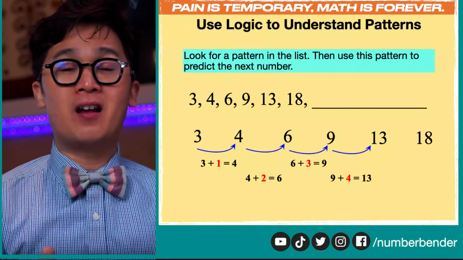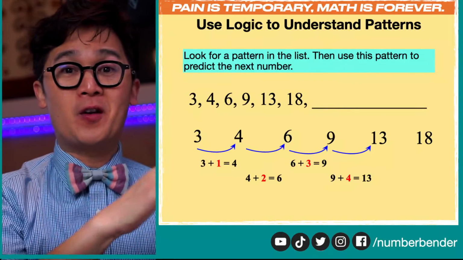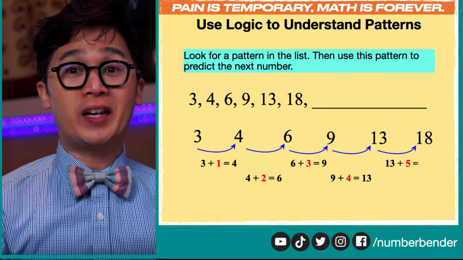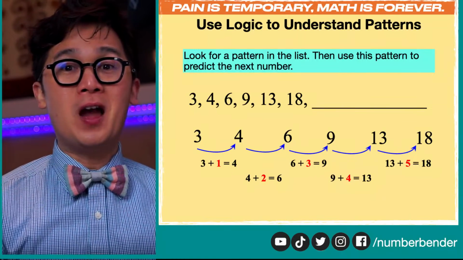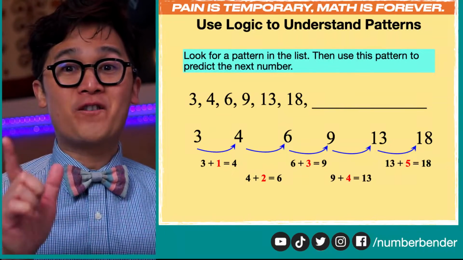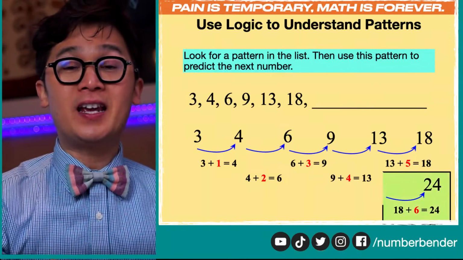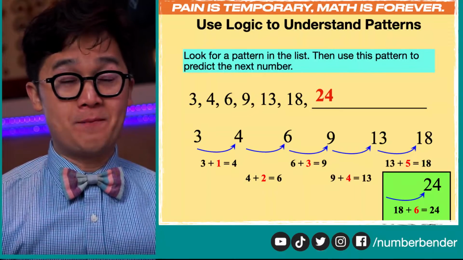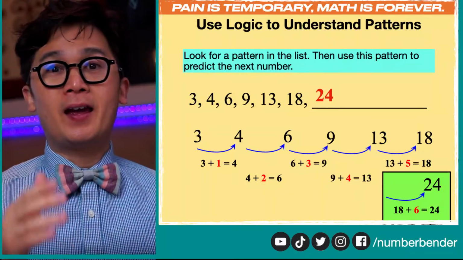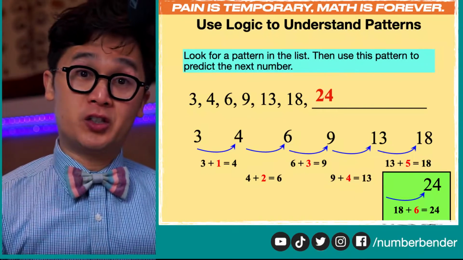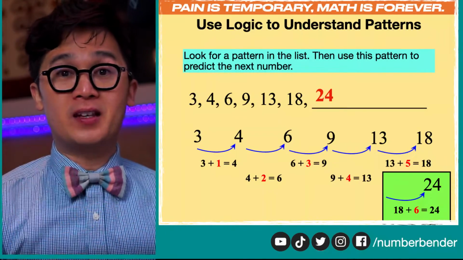And that means we are now ready to predict the number after 18, based on the logical thinking that we're able to show and formulate from this particular pattern. So from 13 to 18, we added 5 to get 18. So to get to the next number, we are simply adding 6 to 18, and in this case, we know it's 24. So this particular way of reasoning and thinking is what we call using logic to understand patterns based on this sequence.